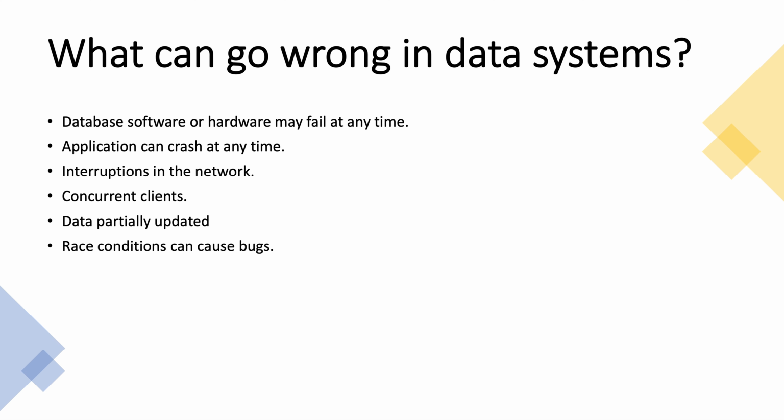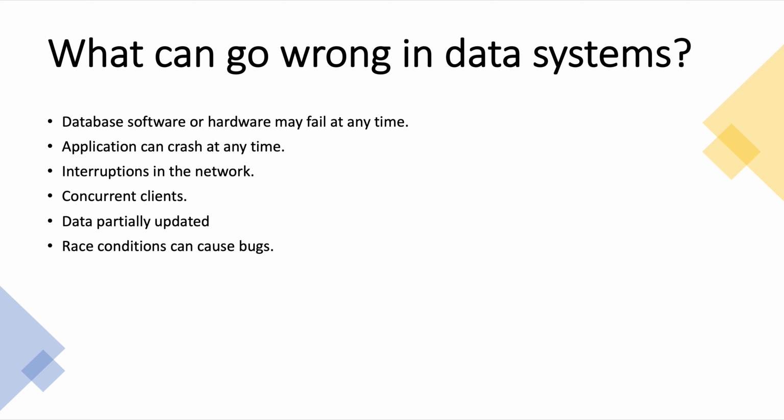The first one is that database software or hardware may fail at any time, even when we are in the middle of writing some data onto the database, or any application can crash at any time. Also, there can be interruptions in the network. There can be many clients writing concurrently to the same database at the same time, and they can override each other's changes. Also, some client may read data that is partially updated, giving an inconsistent view of the data. Also, there can be many race conditions which can cause bugs.